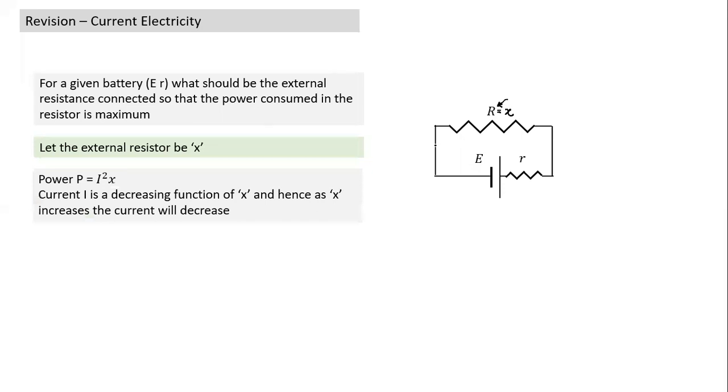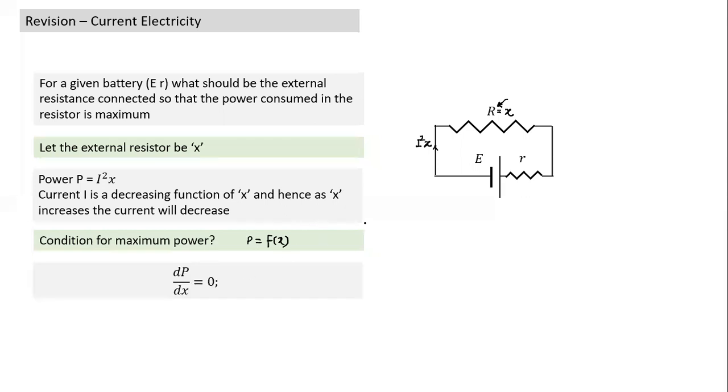Power consumption will be equal to I square R, so I square X is the power consumption. But as X keeps increasing, I keeps decreasing. That's why there is a maximum here. It is a product of two quantities; as one quantity increases, the other decreases. So current is a function of X also. How do we find the condition for maximum power? I need to express power as a function of X, the resistance. Then only can we differentiate and set dP by dX equal to 0.